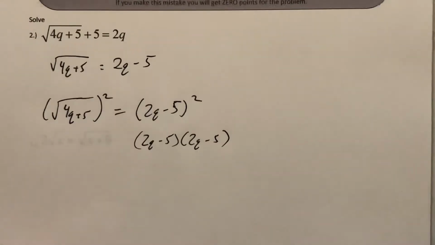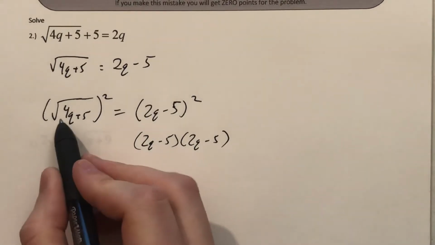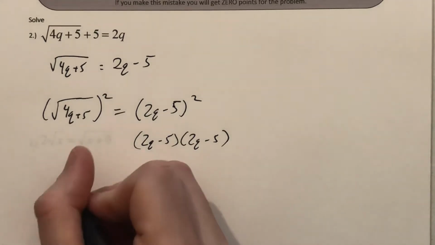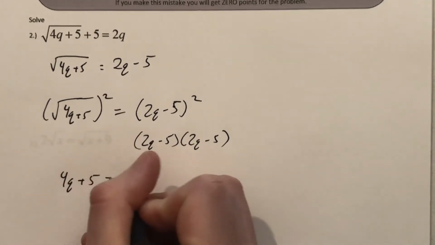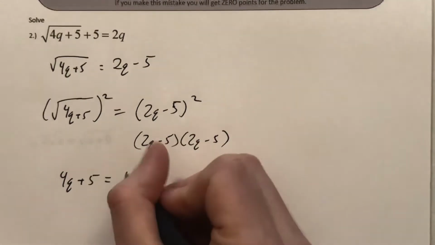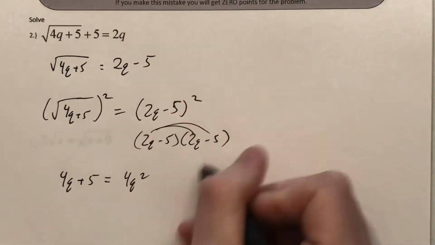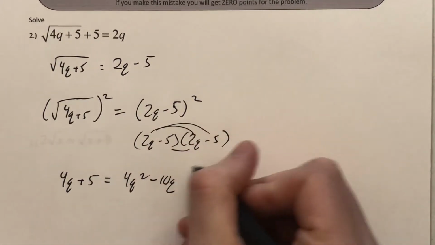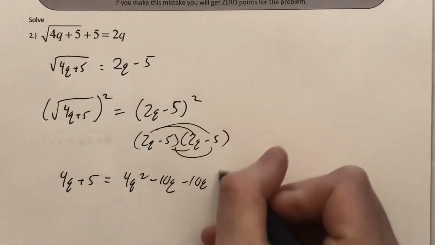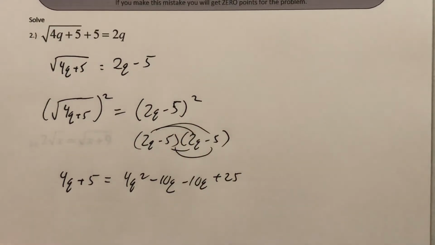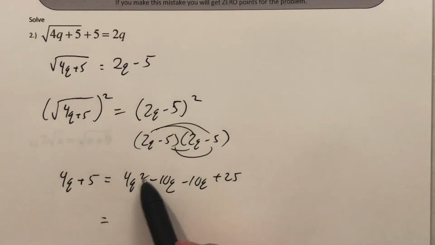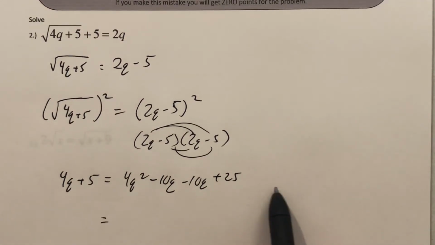We have to make sure we understand that that's what's going to happen. Now on the left, squaring a square root, we have just 4q plus 5. On the right, though, we've got a 4q squared minus 10q minus another 10q and plus 25. And now, with that, we notice since we've got a q squared, this is not a linear equation, so our approach would be set equal to 0 and factor.